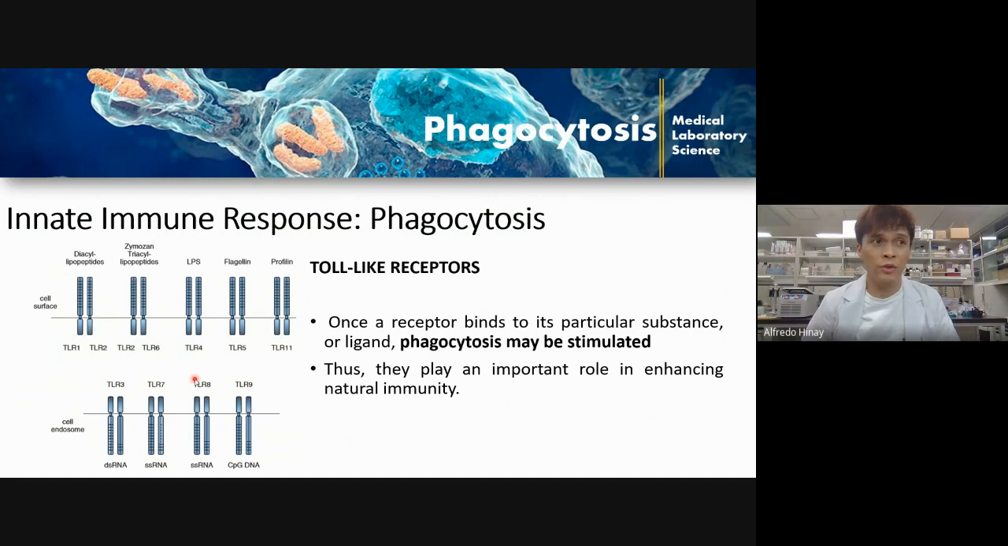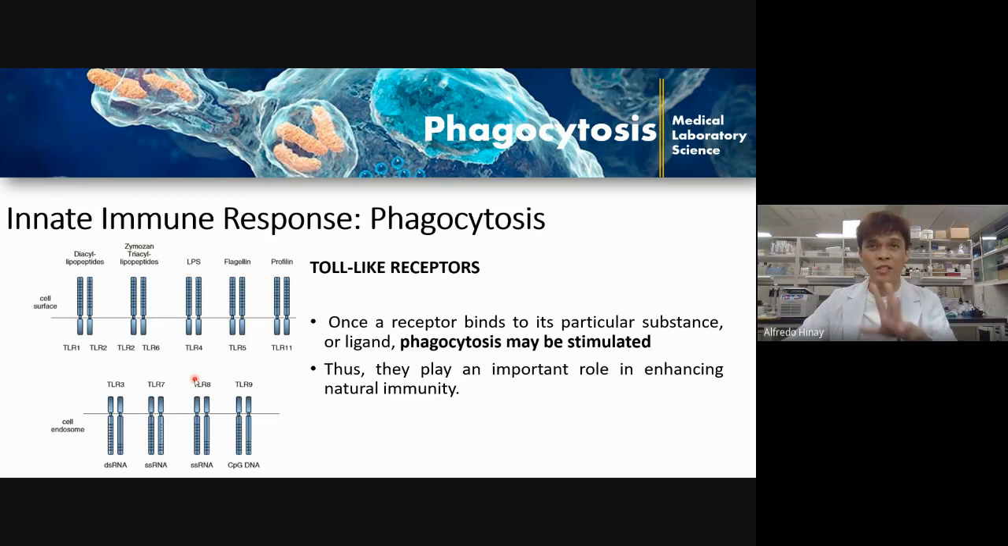I don't know if you took your molecular biology yet or not, but majority of the bacteria, class, have CpG-containing DNA. So your TLR9 usually will be activated once the organism is engulfed. Once a receptor binds to a particular substance or ligand, phagocytosis may be stimulated, thus playing an important role in enhancing natural immunity. Maybe before, in your human anatomy class, you discussed phagocytosis already, and it was probably simple: initiation, degranulation, and then egress or release.